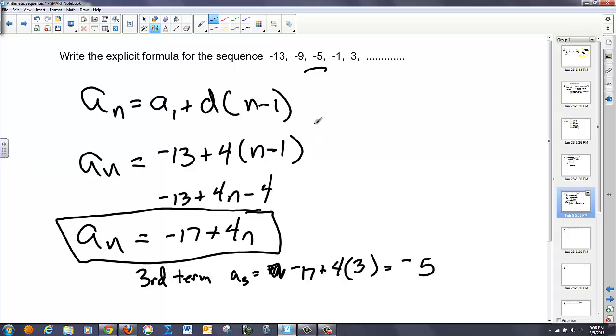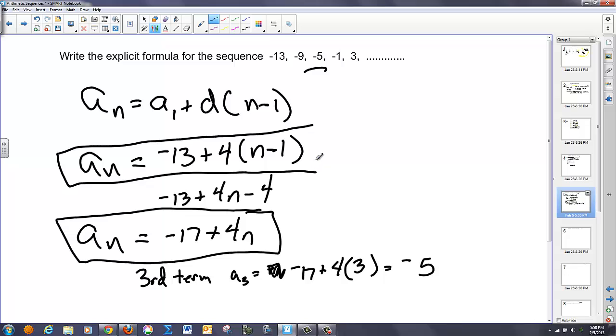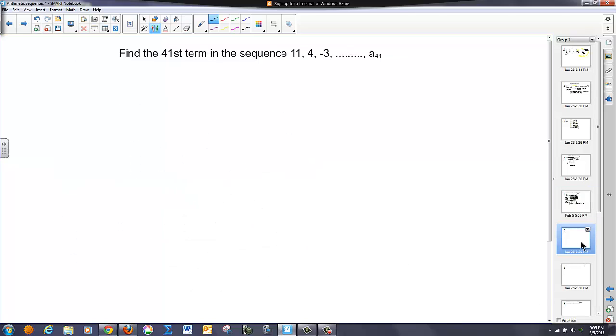Now if you wanted to, it would be okay to leave it in this form as well, since that's kind of the nature of the equation. However, simplifying it, we look like this.